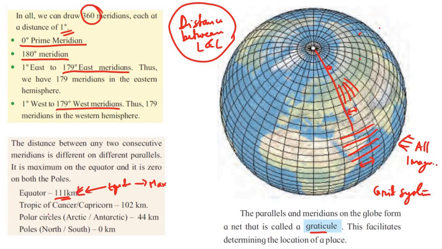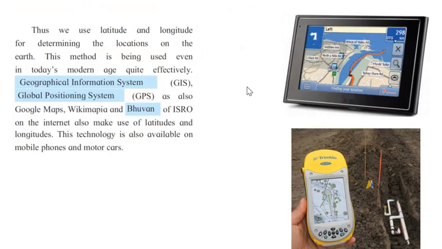Check this. Next, at the Tropic of Cancer, the distance decreases to 102 kilometers, later on 44 kilometers, and at the poles all the lines meet. So this is basically zero, no distance between the meridians, because all of them emanate from there. Fine. Now another very important thing is this.